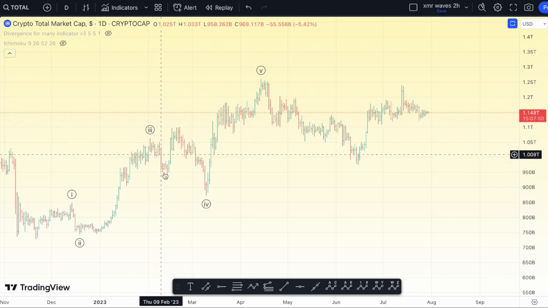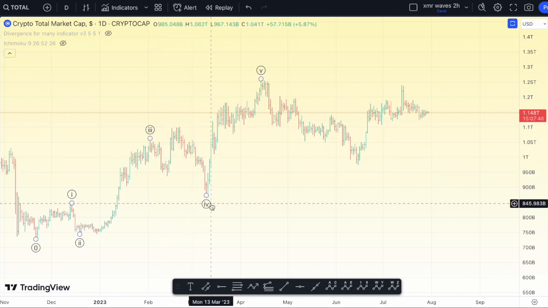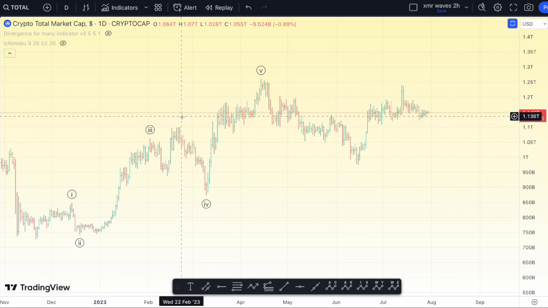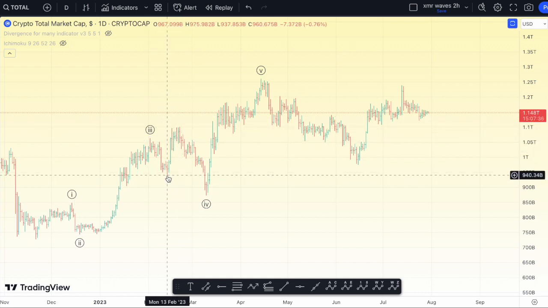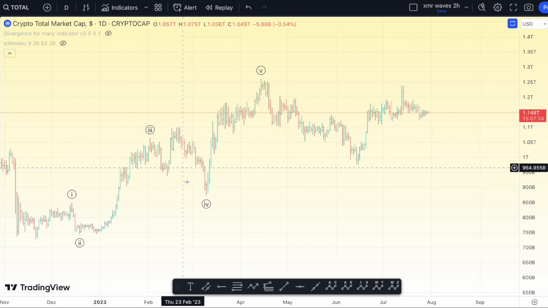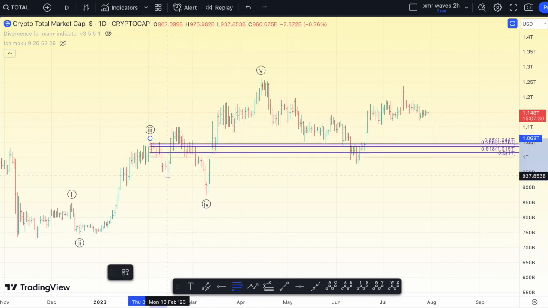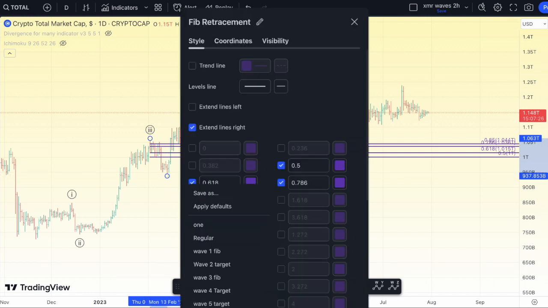We have ABC, ABC, and 1, 2, 3, 4, 5. So in terms of the structure, it makes sense. What about the fib levels? This is the wave B of our flat. This move from this bottom to this top right here. So we're going to have to see if it sits well within the boundaries of a wave B flat.